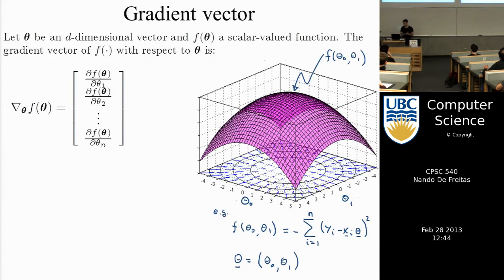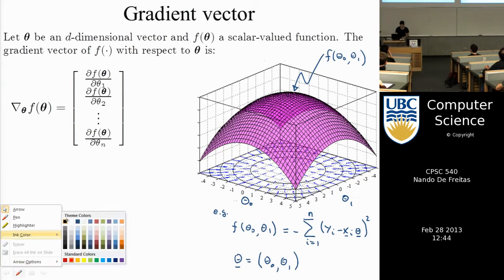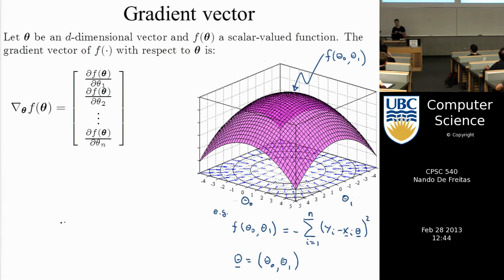OK. So let's assume we want to optimize a function. And let's assume that this function, so that I can plot it, has two parameters. So the function is this quadratic function here, f. And f has two parameters, theta naught and theta 1. So for example, when we do linear regression, this is the cost function that we minimize.